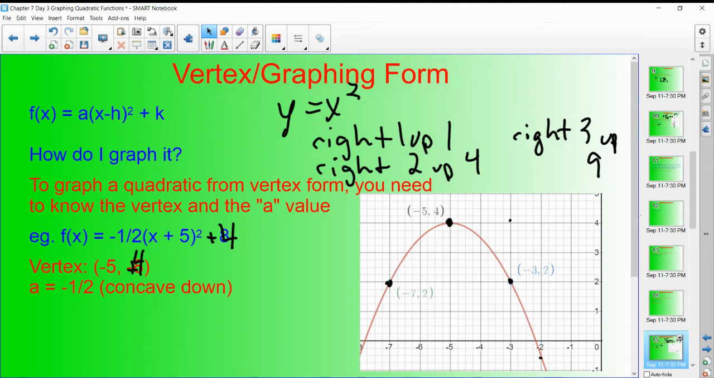So vertex form. If I know the vertex and I know the stretch, I can graph it. Now I can do this. It's going to take practice with the stretch, so you're going to do some practice at the end. And then once again, if it asks me for my line of symmetry, it's x equals -5 because it goes through the x coordinate of -5.